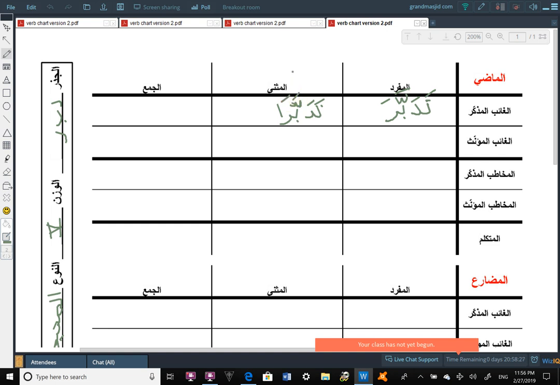We want to make it plural. We add the waw al-jama'. Tadabbaru. We want to make it feminine. We add the ta ta'nith sakina. Tadabbarat. We want to make that dual. We add the alif al-ithnain to that. Tadabbarata. We want to make it feminine plural. We add the noon al-niswa. Tadabbarna.